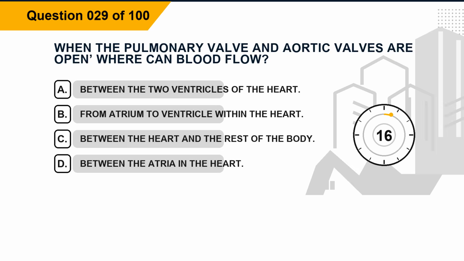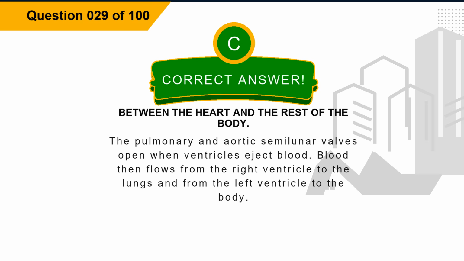Question 29. When the pulmonary valve and aortic valves are open, where can blood flow? Option A, between the two ventricles of the heart. Option B, from atrium to ventricle within the heart. Option C, between the heart and the rest of the body. Option D, between the atria and the heart. The correct answer is option C, between the heart and the rest of the body. Explanation. The pulmonary and aortic semilunar valves open when ventricles eject blood. Blood then flows from the right ventricle to the lungs and from the left ventricle to the body.